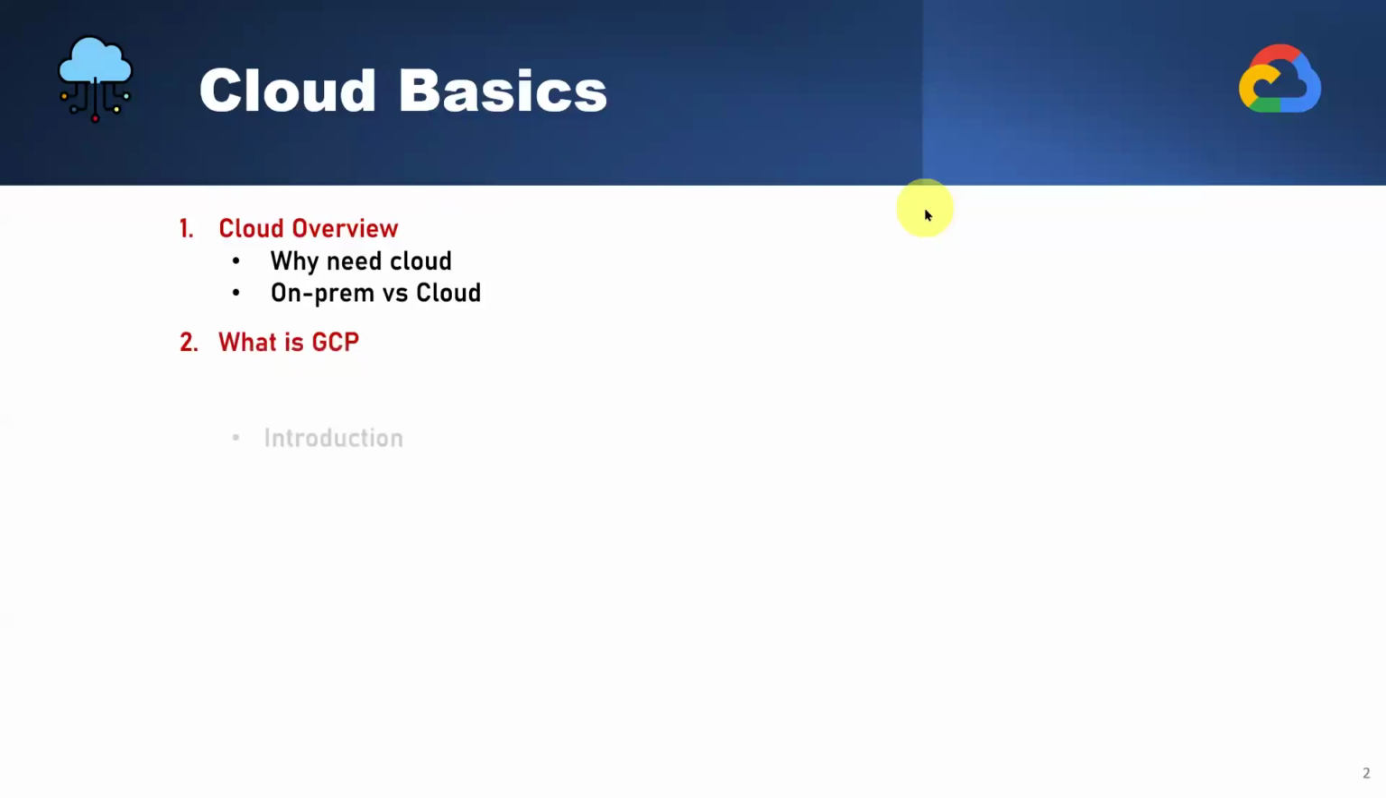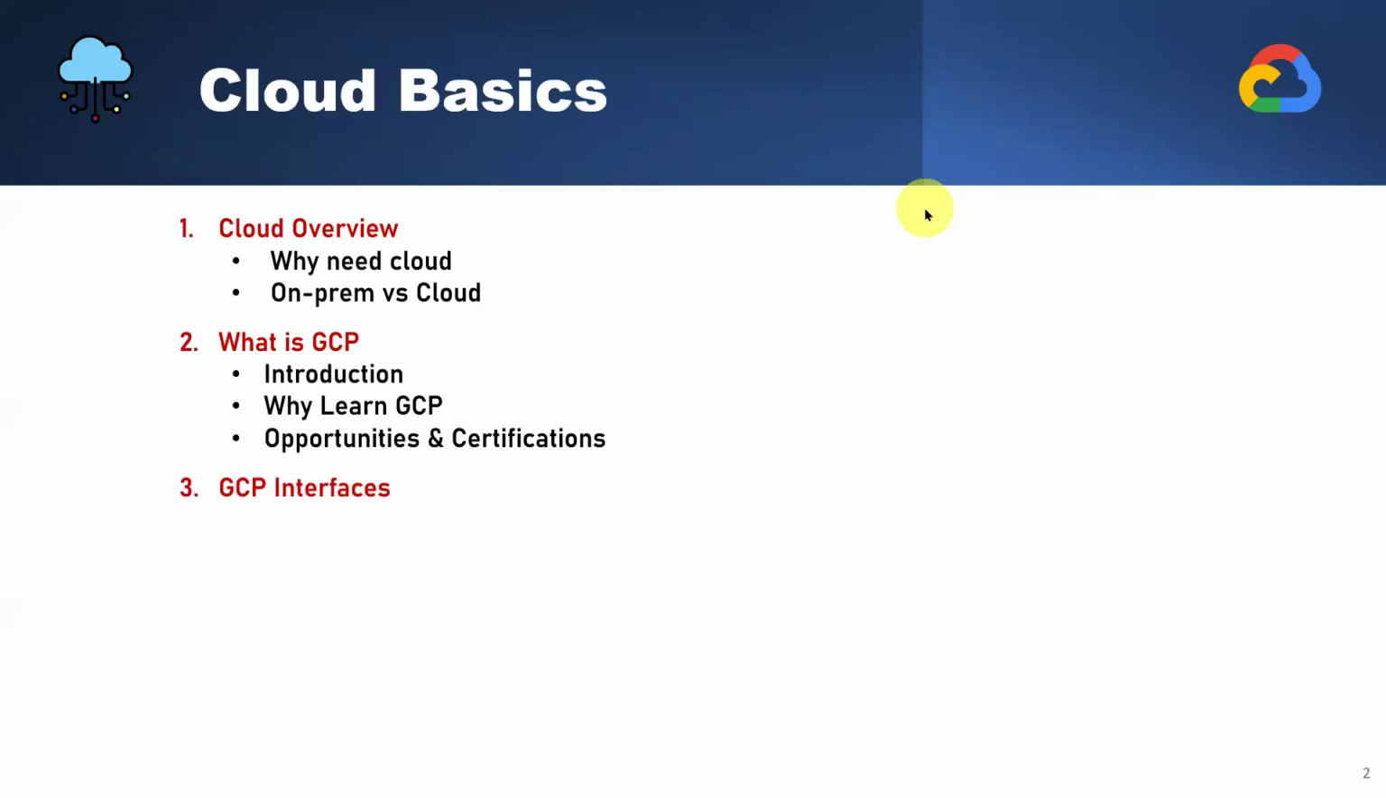And I have also told you about a Google Cloud Platform introduction, why we learn the GCP, opportunities and certifications. Today's topic, I am going to talk about the GCP interfaces. I am going to talk about what is console, what is Cloud Shell, and what is Cloud SDK. We have total three interfaces to interact with the GCP services. We are going to see these interface methods and how we interact with the GCP services one by one. Let us try to understand it.